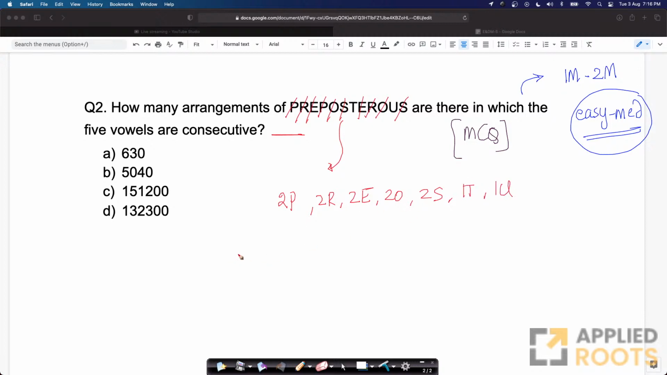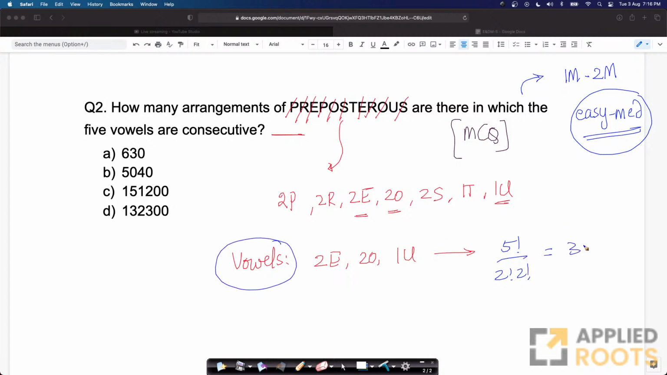Now of these, if you look at vowels, A, E, I, O, U, what all do you have? You have O, U, E. So you have two E's, two O's and one U, right? In how many ways can you arrange these vowels now? Straightforward. You have 5 values with 2 repetitions. So this is as simple as 5 factorial by 2 factorial into 2 factorial. You can arrange these vowels in 30 ways.